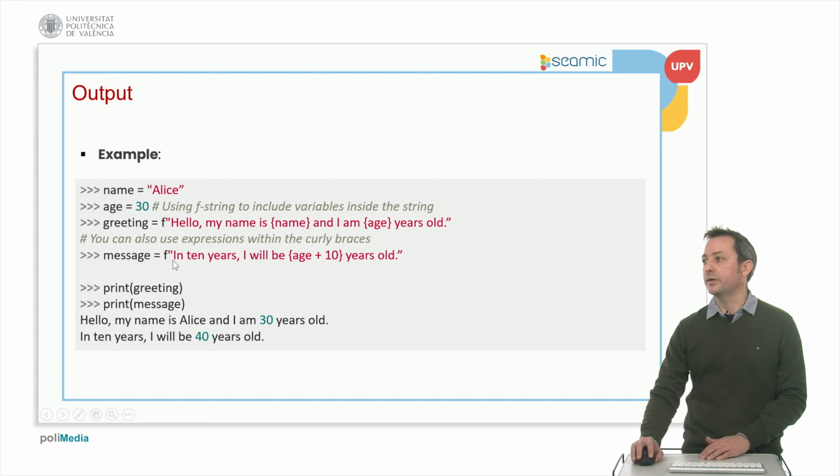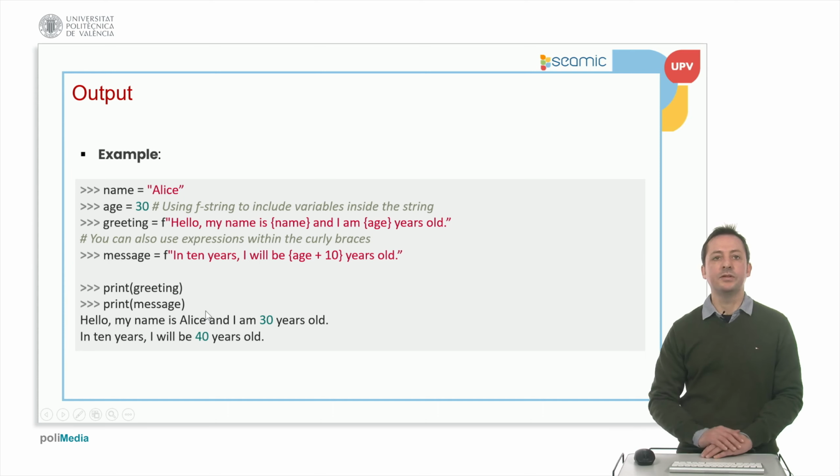And here you have another message, another string, in which this content is substituted by the value of age, performing the operation of addition, that is increasing by 10. So this operation is carried out and the result is shown here when we print the value of the message.